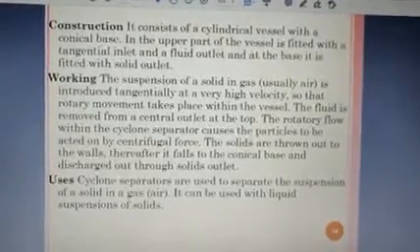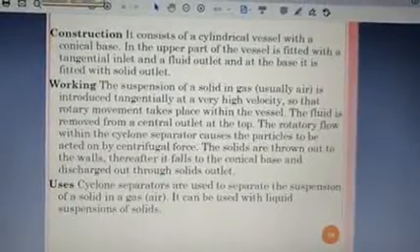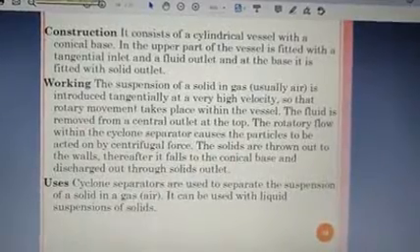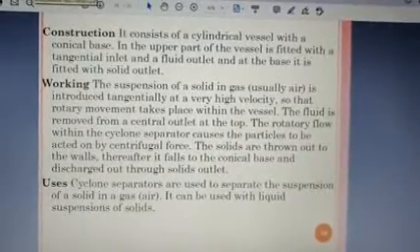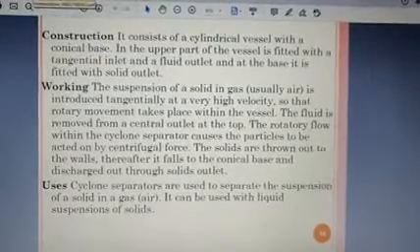At the base there is a solid outlet. Working: the suspension of a solid in gas, usually air, is introduced tangentially at a very high velocity, so that rotary movement takes place within the vessel. The fluid is removed from a central outlet at the top.